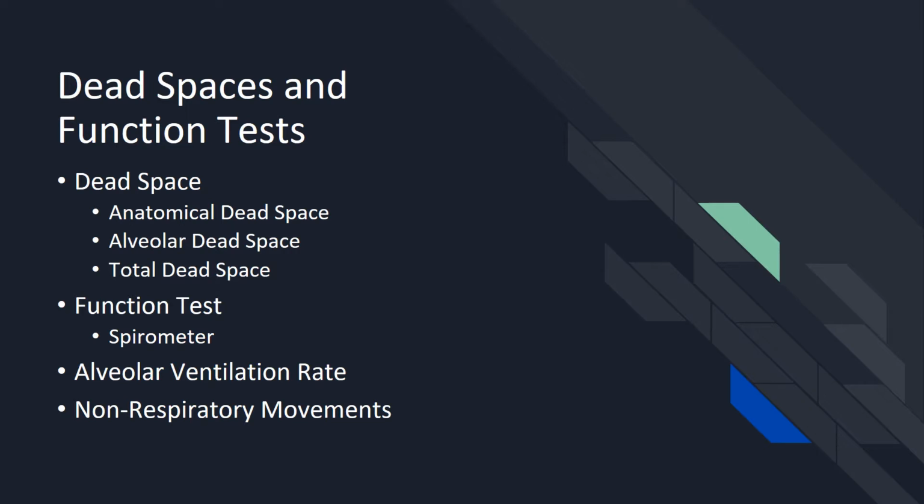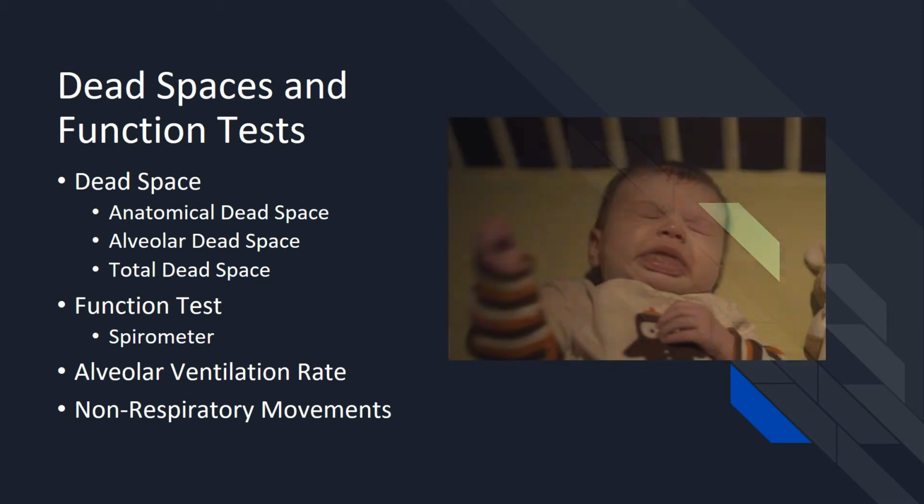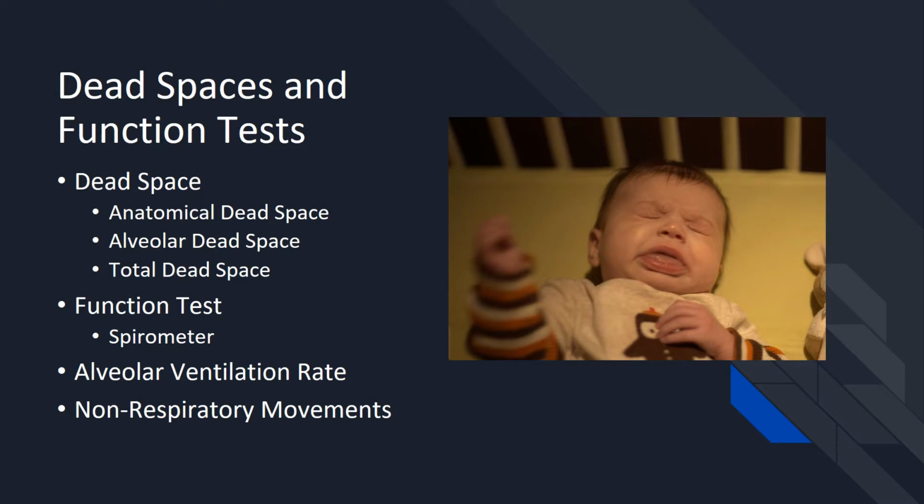Dead space is where you don't do anything except for gas exchange. Anatomical dead space is in the trachea. Alveolar dead space is blocked alveoli, and total dead space is both anatomical and alveolar dead space added up. A spirometer is used to measure how much air is moving in and how much air is moving out.